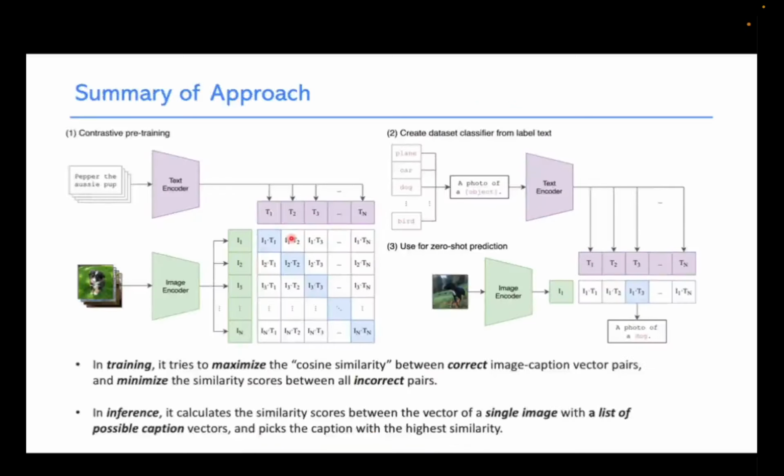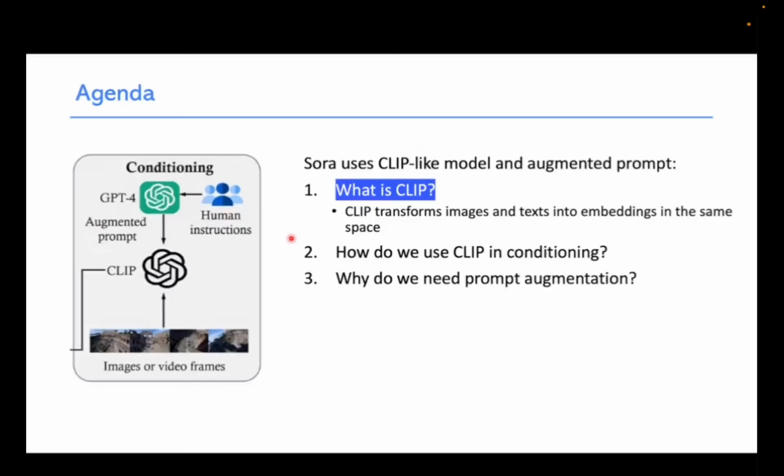In summary, in training, the CLIP model tries to maximize the cosine similarity between the correct image-caption vector pairs and minimize the similarity scores between all the incorrect pairs. While in inference, it calculates the similarity score between the vector of a single image and a list of possible caption vectors and picks the caption with the highest similarity. So now we know what CLIP is. CLIP transforms the images and the text into embeddings in the same space, so we can understand them and compare them.